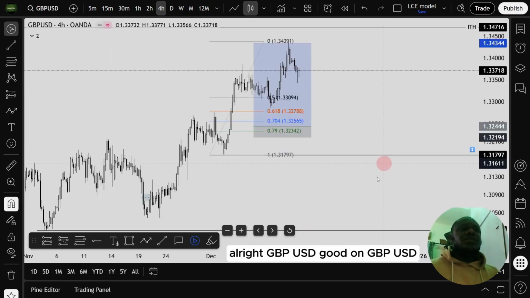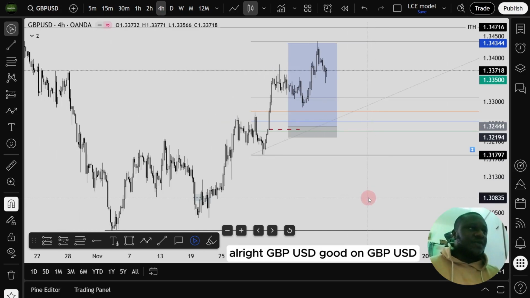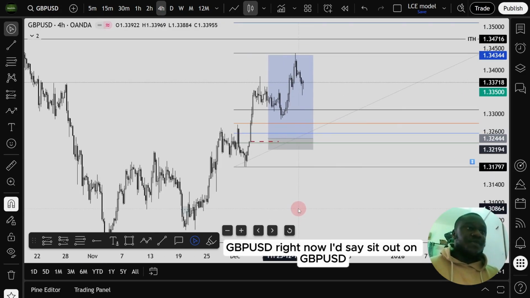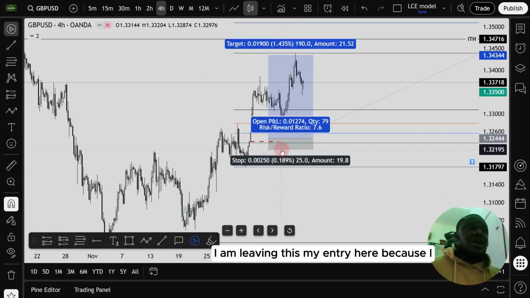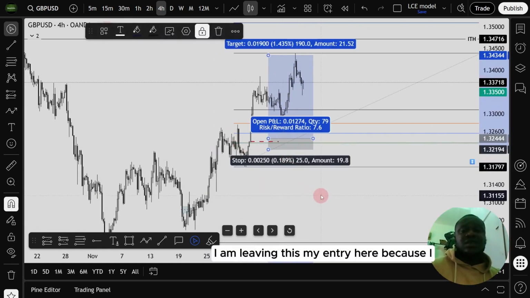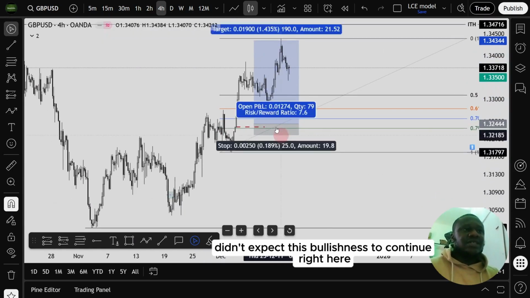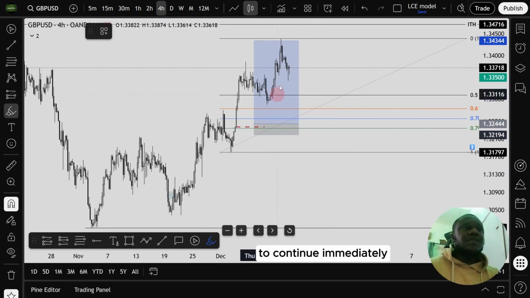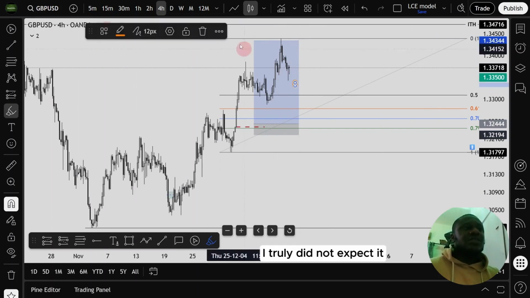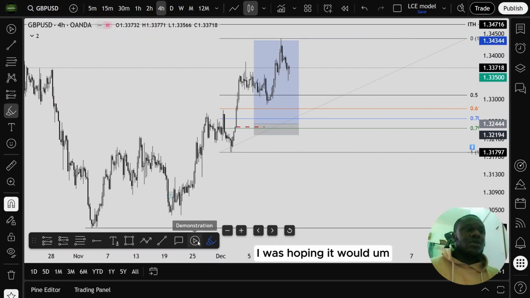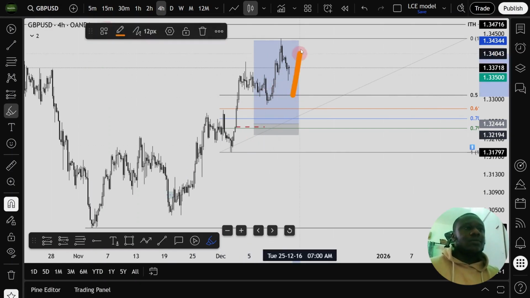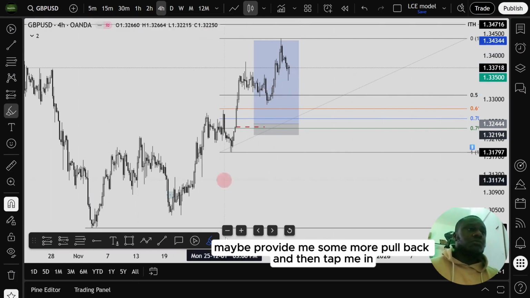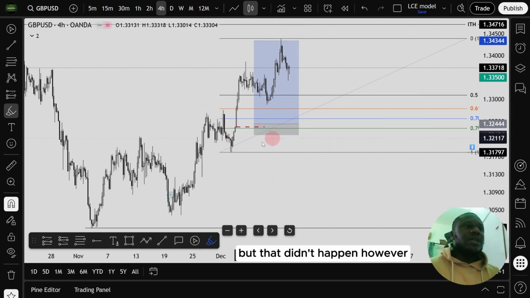All right, GBPUSD. On GBPUSD right now, I'd say sit out. I am leaving my entry here because I didn't expect this bullishness to continue immediately. I actually did not expect it. I was hoping it would maybe provide me some more pullback and then tap me in, but that didn't happen.